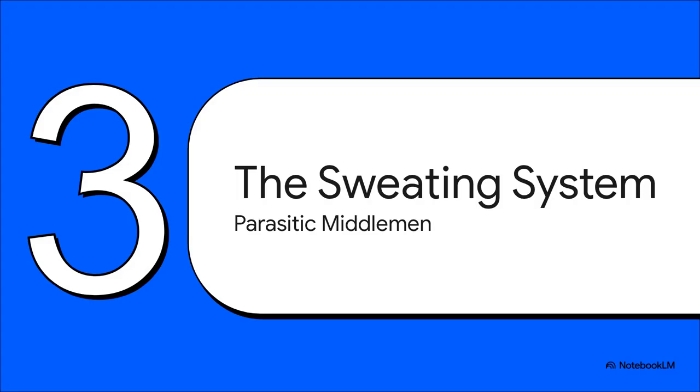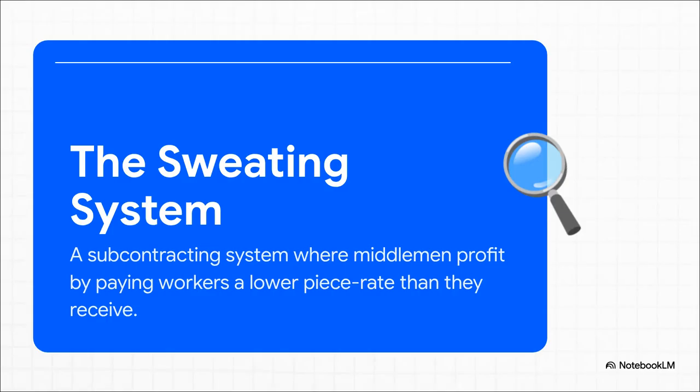Now, the logic of piece wages can be taken to its most extreme and exploitative form in what Marx calls the sweating system. This is where a whole new layer of exploitation gets introduced, run by parasitic middlemen. So here's how this works. The main capitalist, the factory owner, doesn't even hire the workers directly. Instead, they subcontract the work out to a middleman, a contractor, and they agree on a certain piece rate. This middleman then goes out, finds the workers to do the job, but pays them an even lower piece rate and just pockets the difference.